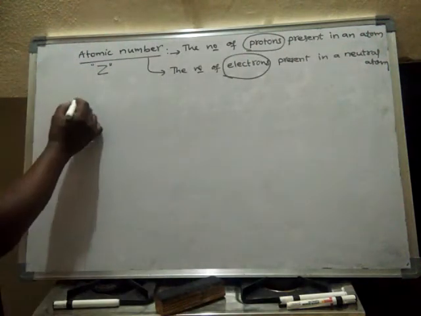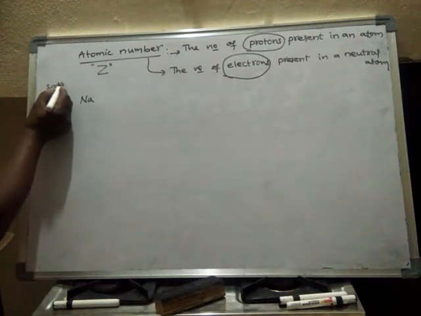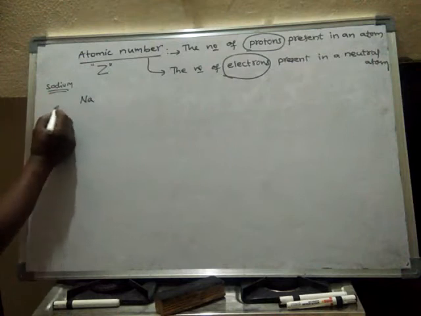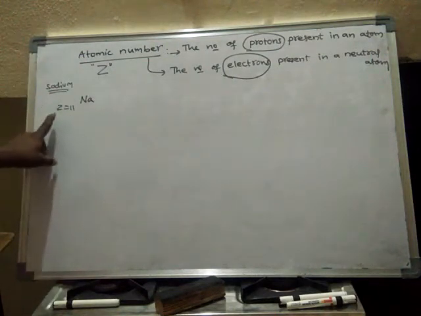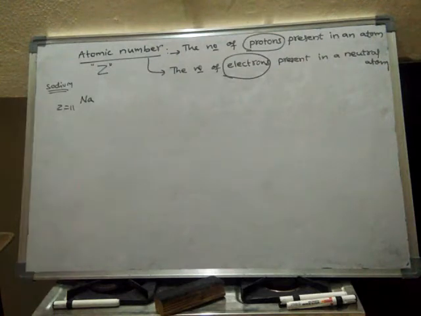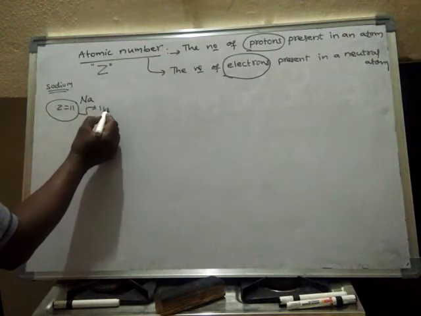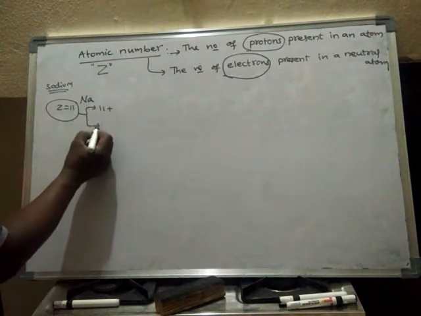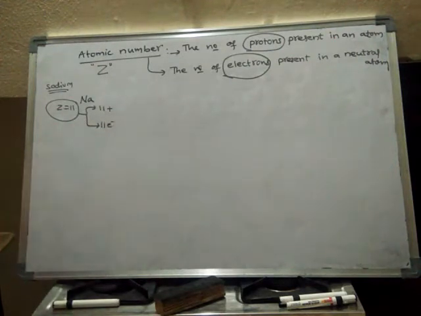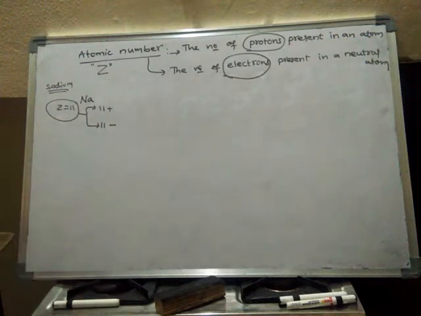Suppose you take the sodium atom. Its symbol is Na and its atomic number is equal to 11. That means its atomic number is 11, so it contains 11 positive charges, that means 11 protons, and 11 negative charges, 11 electrons.